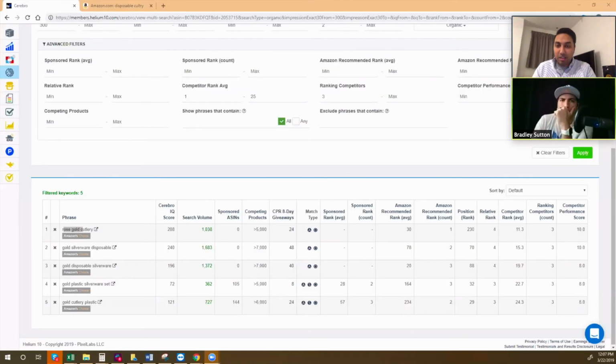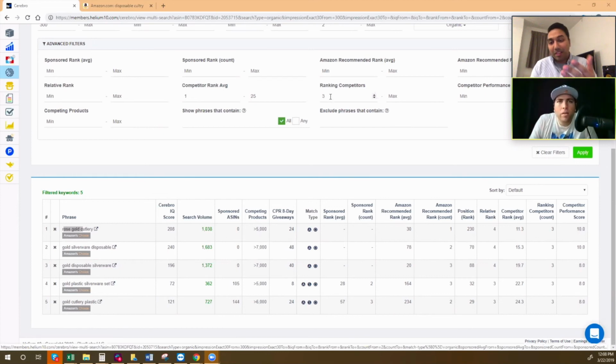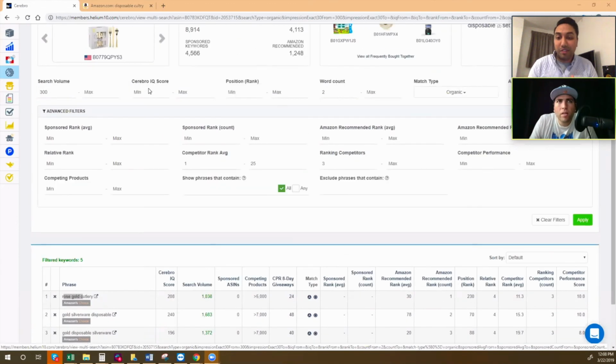One of the things I noticed, if you pull back up the share screen, with these keywords that you came up with, is the competing products line. Can you see it's really low? From my experience, anything under, let's say, 10,000 is pretty low in terms of competing products. So if anybody tried to start ranking for that first one, rose gold cutlery, with 1,000 searches a month and only 5,000 competing products, the likelihood of getting to the first page or towards the top is really high.